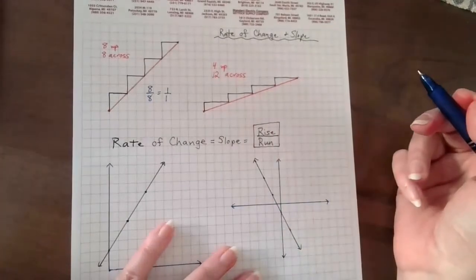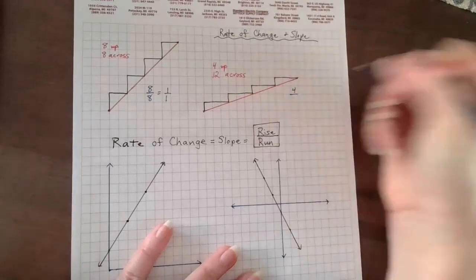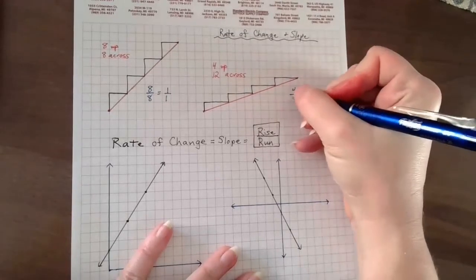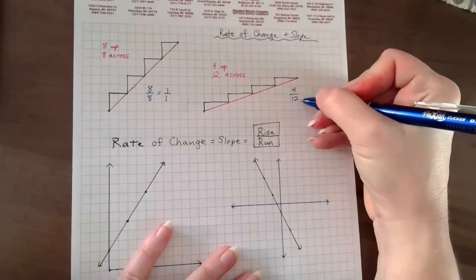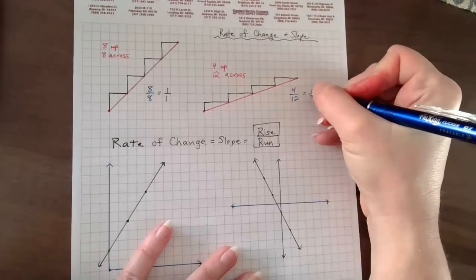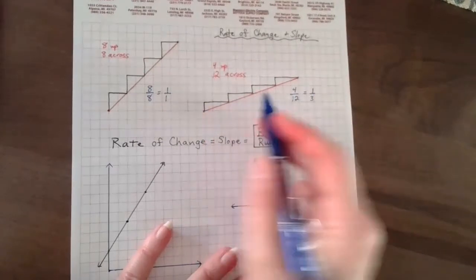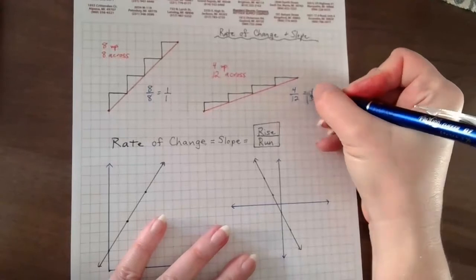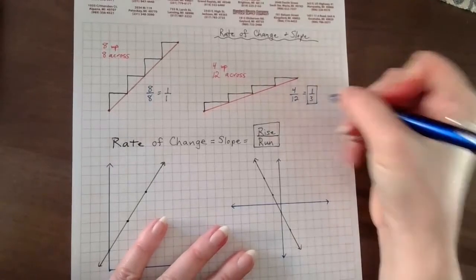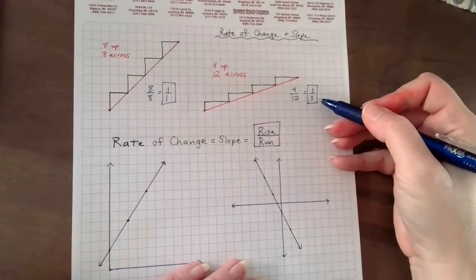So what about this one? Our rise, we only went 4 up versus our run. This thing went 12 across. So there's my rise, there's my run. Again, if I think about this as a fraction and simplify it, that's going to be 1/3. Up 1 over 3, up 1 over 3. Again, no matter how long or short of a segment I take for this thing, 1/3 always comes back to being my slope every single time.